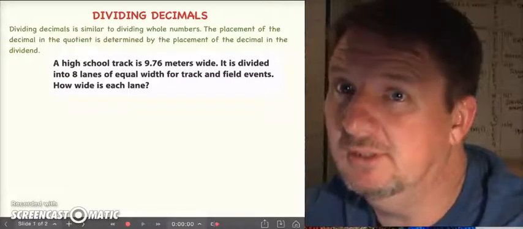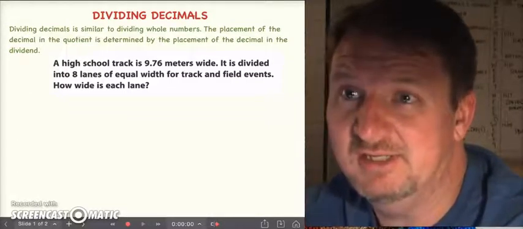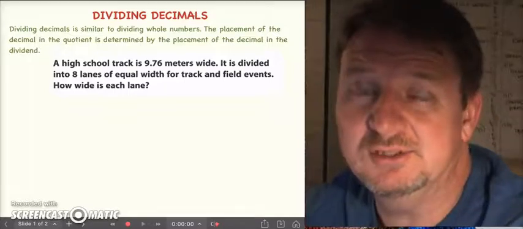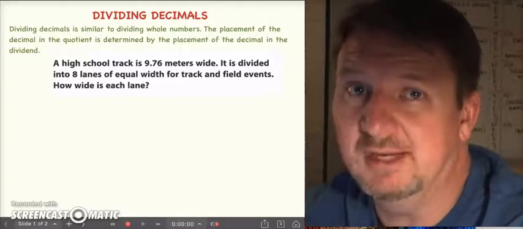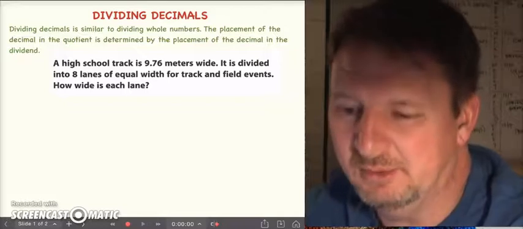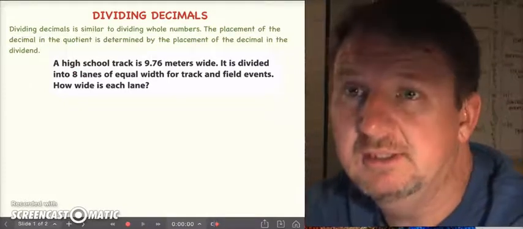Now if you don't know what a divisor and a dividend is, then you need to go back and look at some old notes because we've talked about it. But let's look at a problem here real quick. I got this particular scenario.